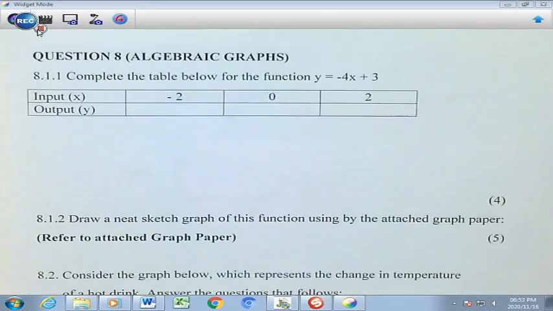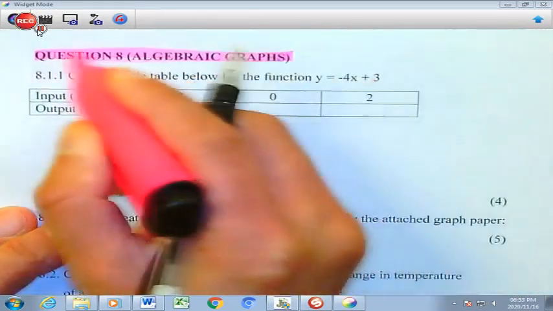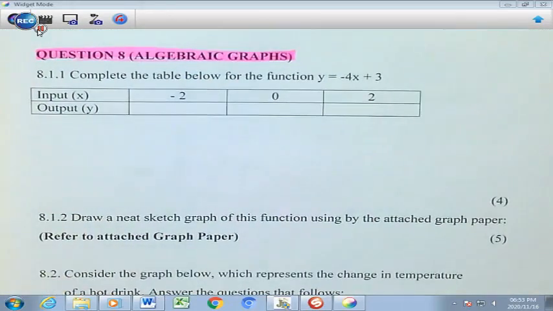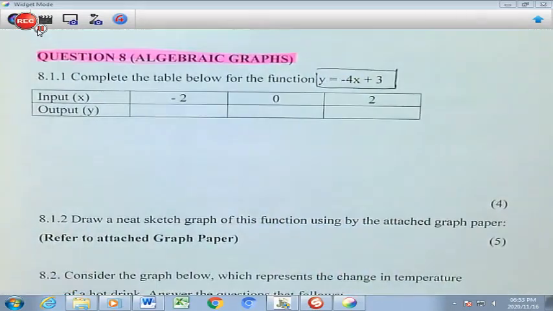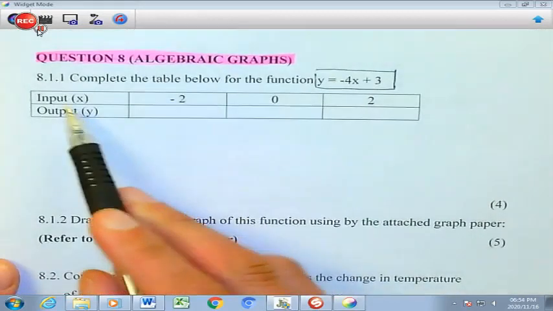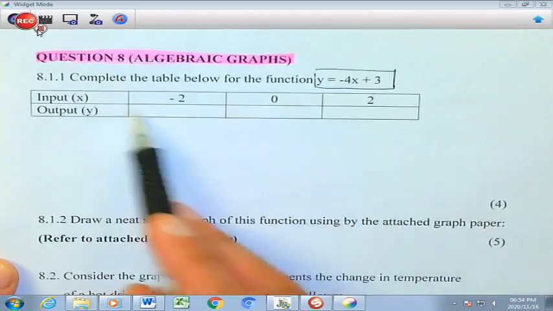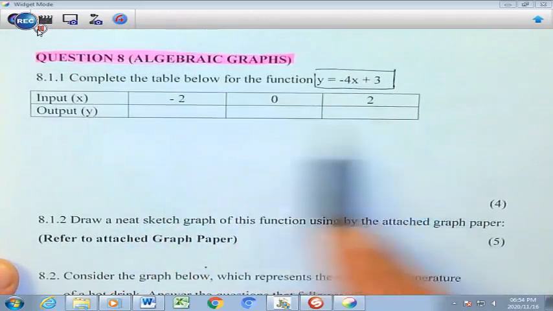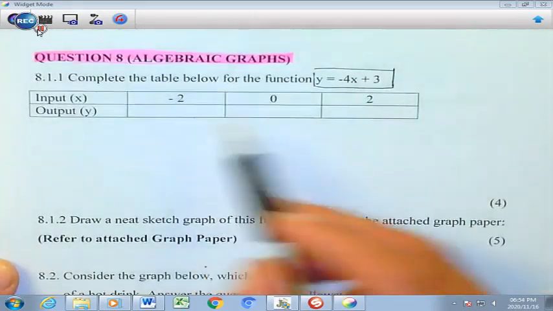Right, boys and girls, we're looking at question 8, algebraic graphs. And here we are faced with a table, and there is a function here. That function is y equals negative 4x plus 3. That is the rule, the function or the formula, whichever way you want to call it. Then you have a table of input values: negative 2, 0, positive 2. These are the empty spaces where you need to fill in the y values from the given function or formula. Alright, this is how you're going to fill those gaps.